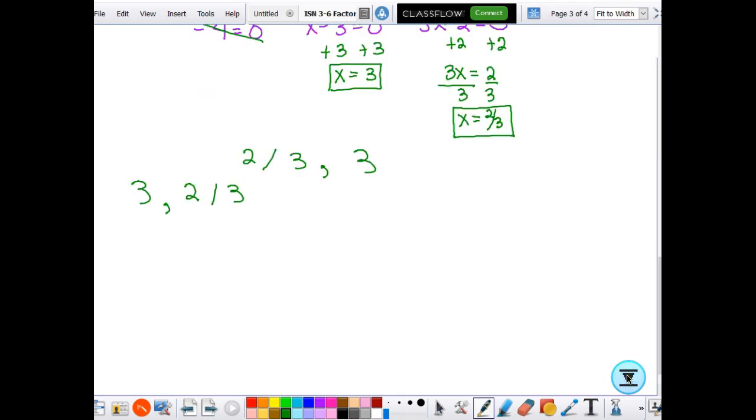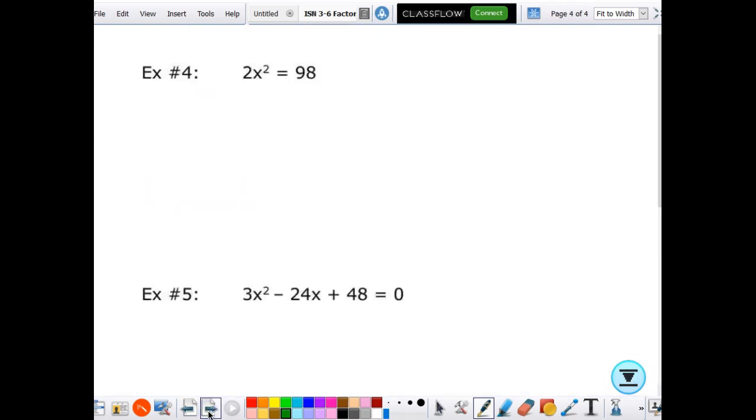Let's see if there's another one. Yeah, there's another one. So you've got to have everything on one side of the equal sign. Minus 98, 2x squared minus 98 equals 0. Let me use blue or purple. Those are better. They'll both divide by 2. So I get x squared minus 49.